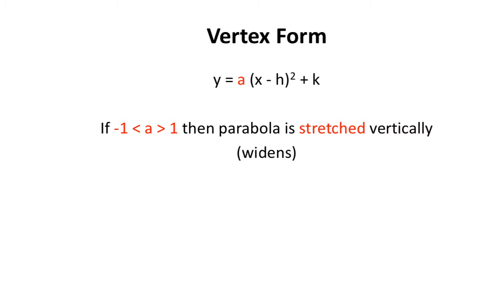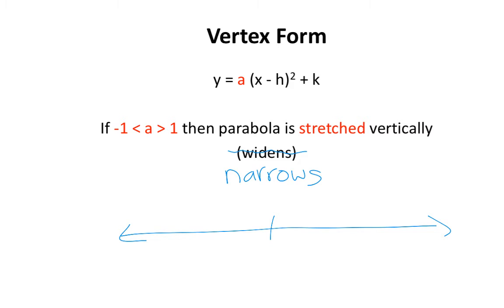Now, if a is greater than +1 or less than -1, then the parabola is stretched vertically. There's a little bit of a typo here. This shouldn't say widens, this should say narrows. Okay, and what exactly does this mean? Well, let's refer back to a number line. So that's 0, that's -1, and that's 1. If a is greater than +1, it is stretched vertically, and if it is less than -1, it is also stretched vertically.